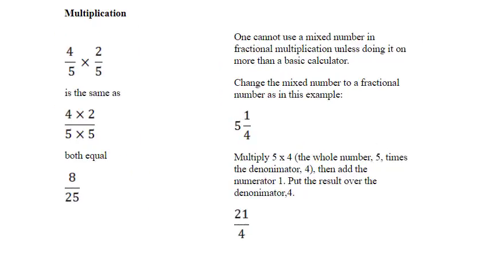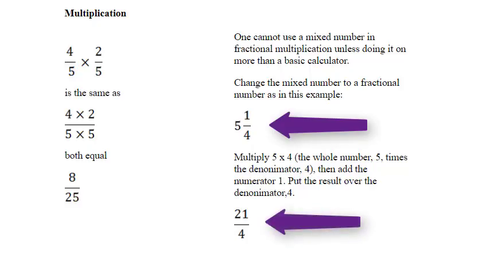The review section on the website pretty much covers the same thing. 5 1/4 changed to a fraction comes to 21 over 4, and you get there by multiplying 5 times 4 to give you 20. Then you add number 1, which is from the numerator position, so you have 21, and you put the whole thing over 4.